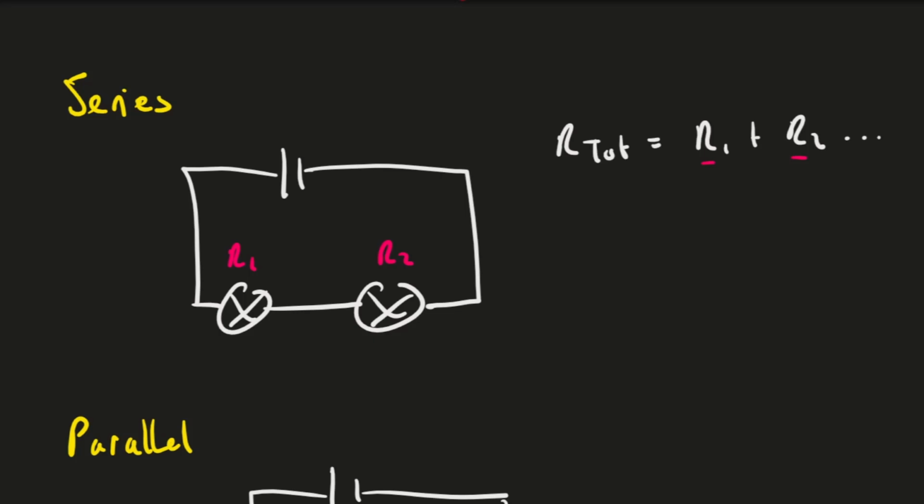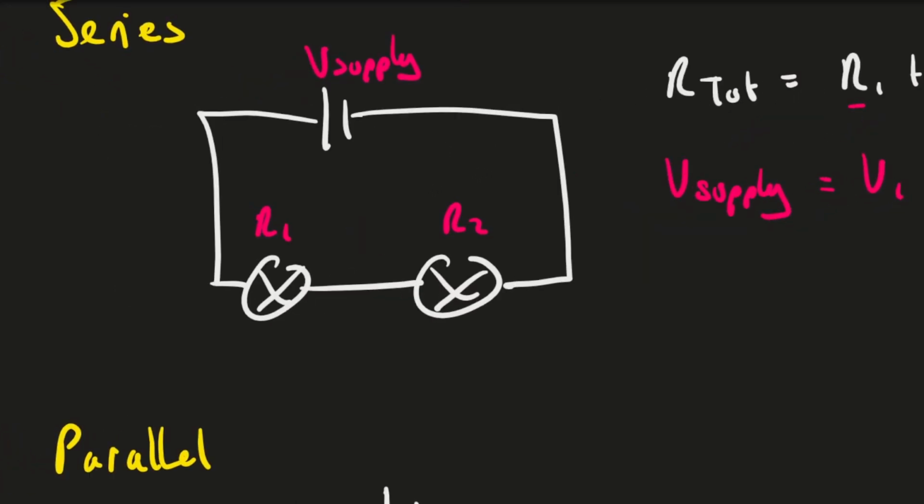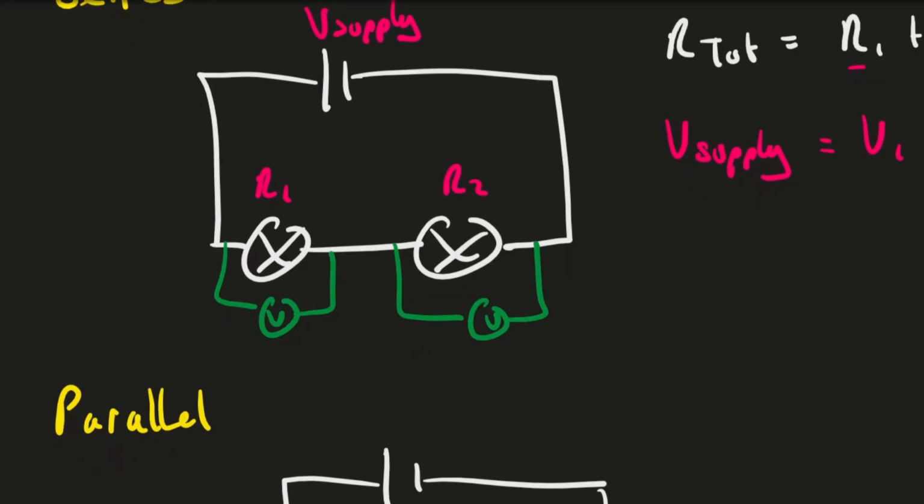The next thing we need to know about series circuits is the potential difference. Essentially, the V supply is going to be over here. So whatever potential difference is from your battery or your cell, this is going to be equal to the potential difference that's dropped across each component. Each component will have a specific resistance and also a specific voltage or potential difference across it. So if you were to take a voltmeter and measure it over here, then the total voltage would be equal to the sum of the individual voltages.